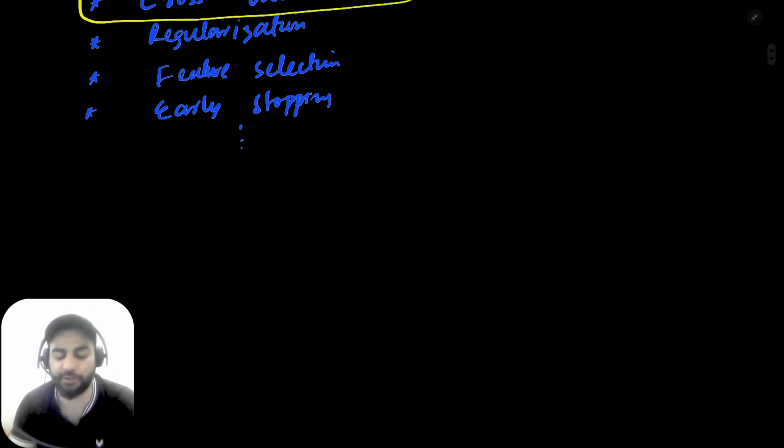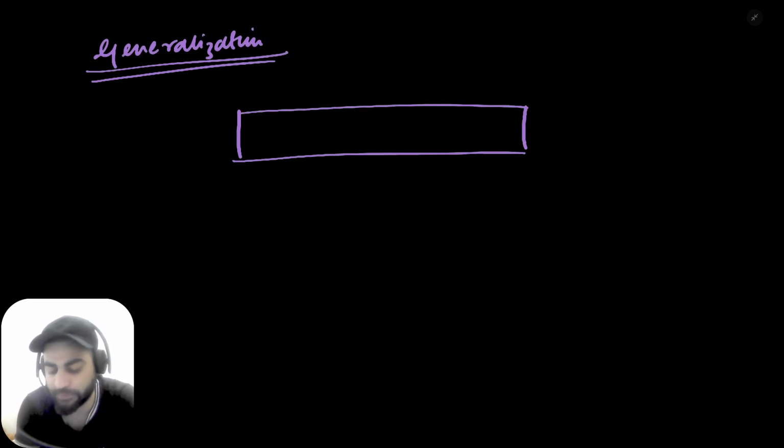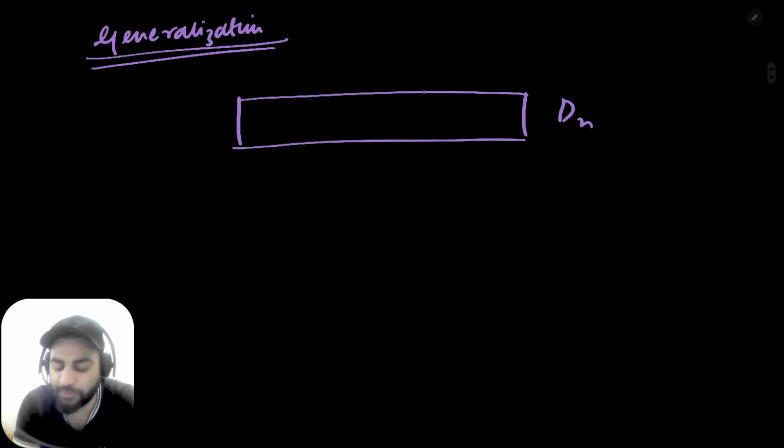So let's first see how we split. I said there's a problem of generalization. If you remember, I asked you a really good question. Let's suppose I have this data. This is the n, the whole data set I had. So usually what we do is split this data into dtrain and dtest.